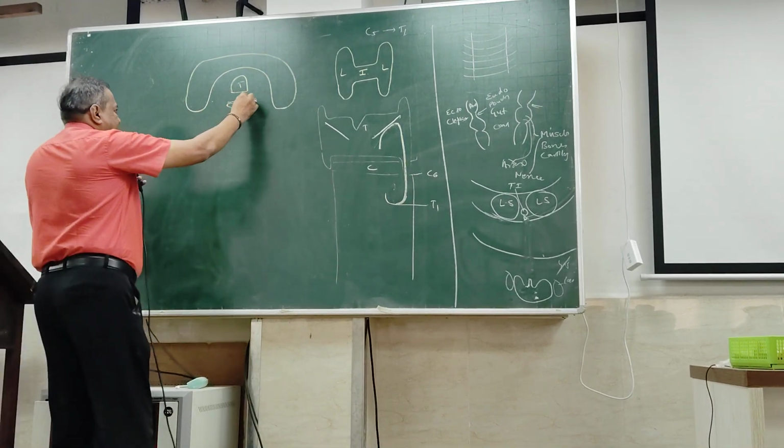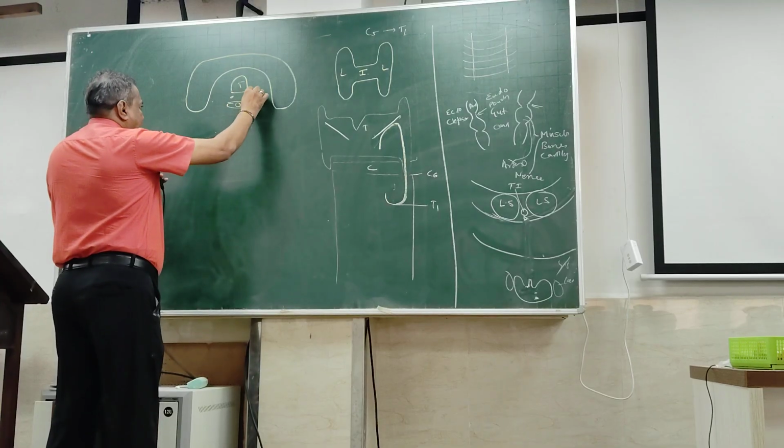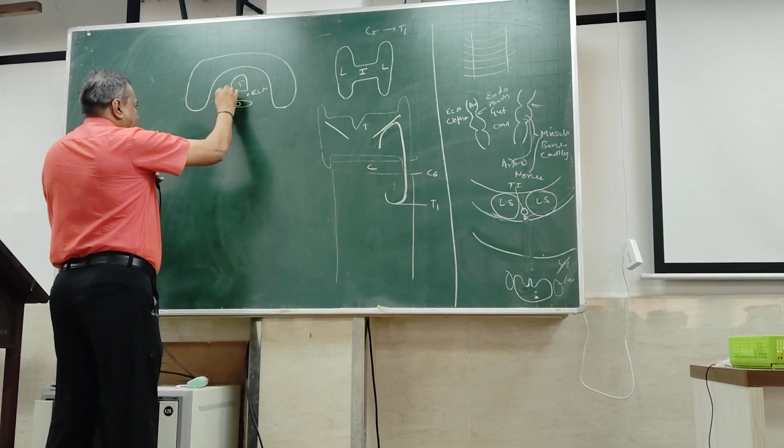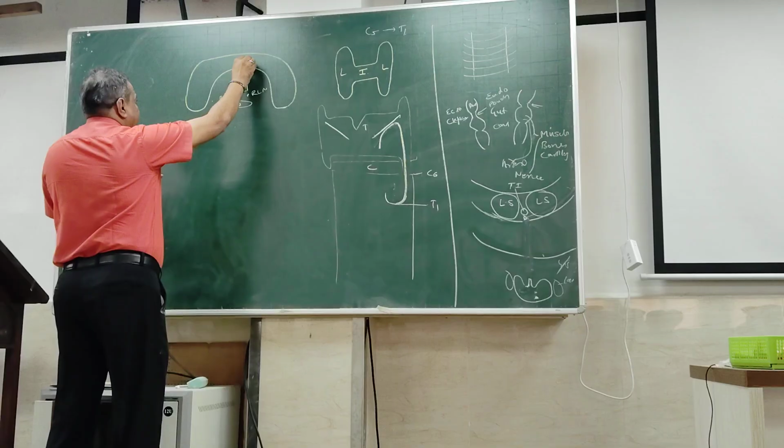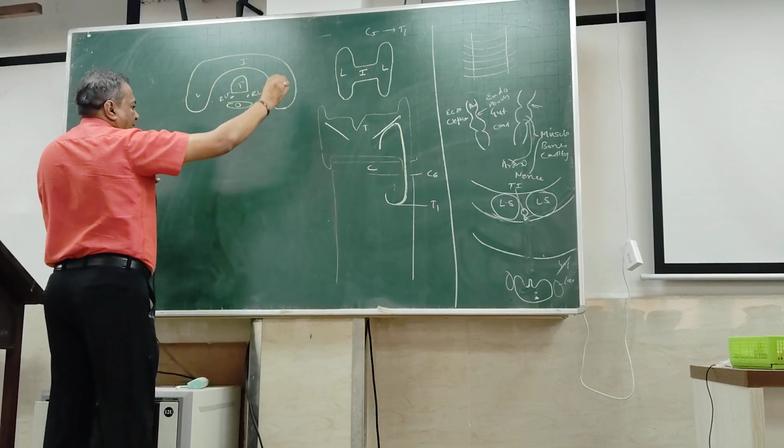Between trachea and esophagus runs a nerve called the recurrent laryngeal nerve. Recurrent laryngeal nerve. So this is isthmus, this is the lobe.